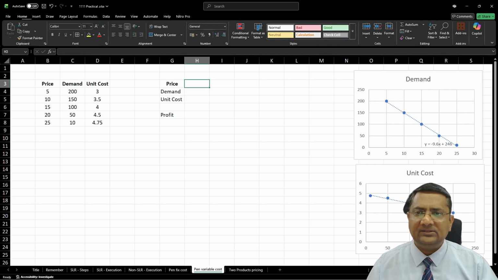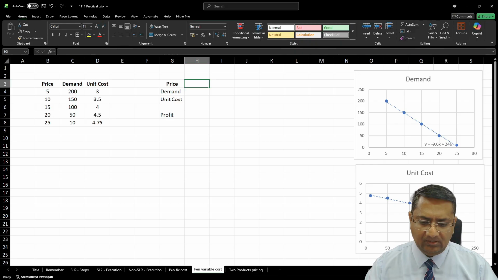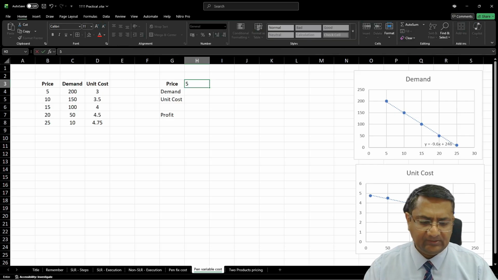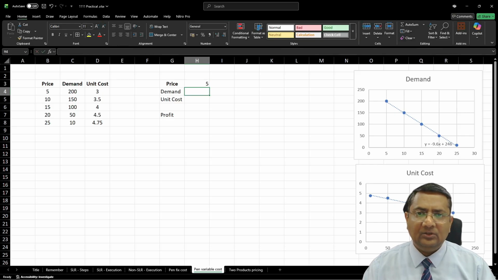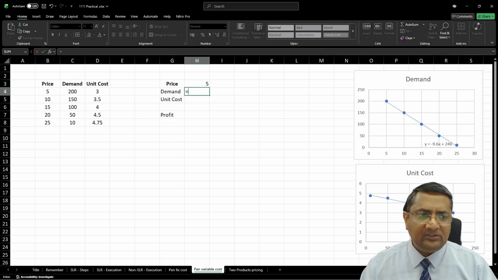Let's assume a price. Say 5 rupees. No, 5 we have already taken, but let's assume a 5 rupees price. What would be demand as per our equation? Let's calculate this. So our demand equation is what?